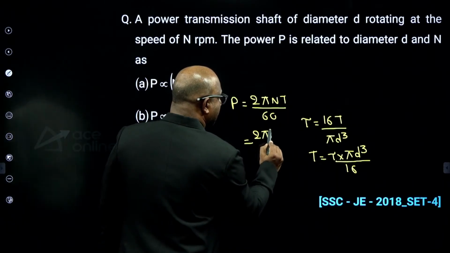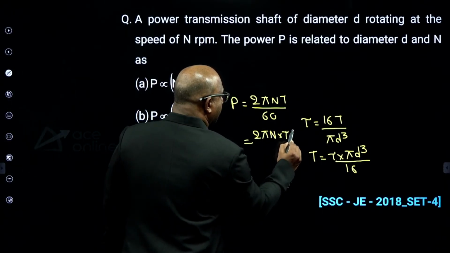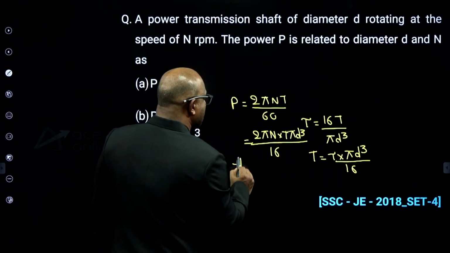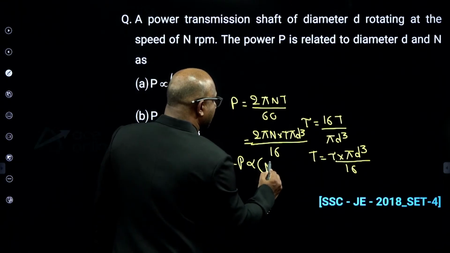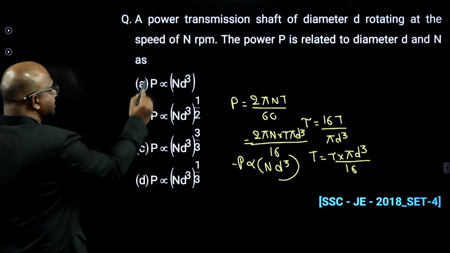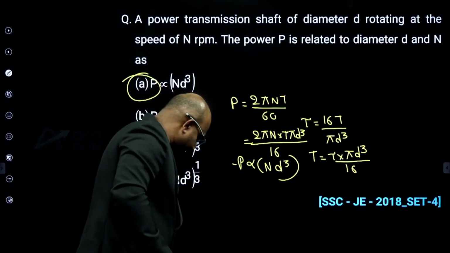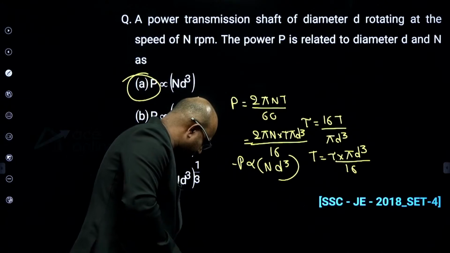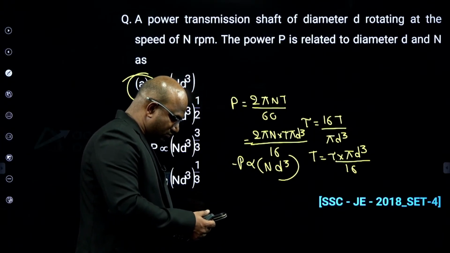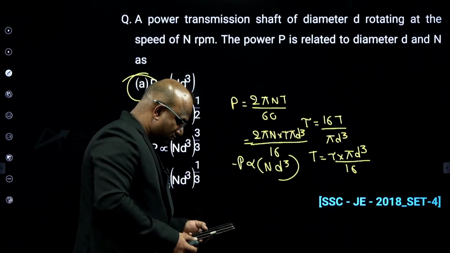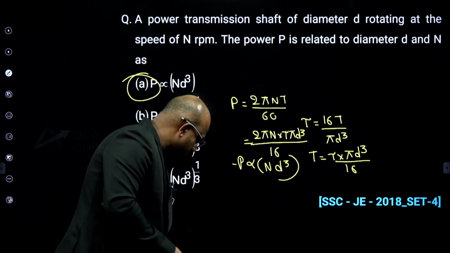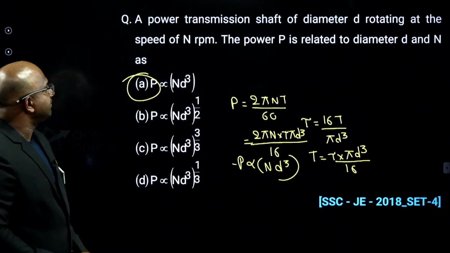So P equals 2 pi N tau into pi d cube by 16. So P is proportional to how much, guys? N into d cube. N into d cube means, guys, it is matching with option A. Very good, Dev. Your answers are correct.